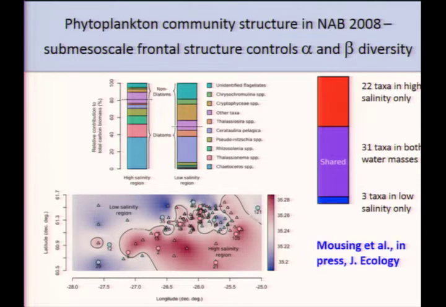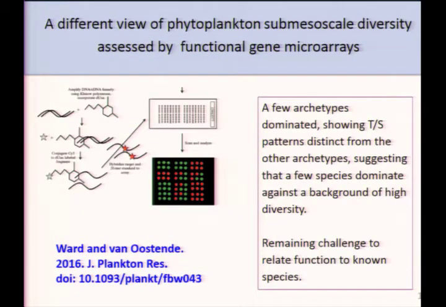And in the subscale physics, the differences in salinity between the high and low salinity regions are less than 0.08 parts per thousand. So we're talking about subtle but important differences. And what they found was that 31 taxa were shared in both water masses, but 3 were found only in the low salinity water and 22 in the high salinity water, and that this structure was maintained by the submesoscale physics.